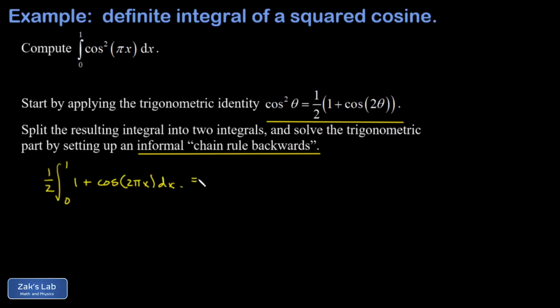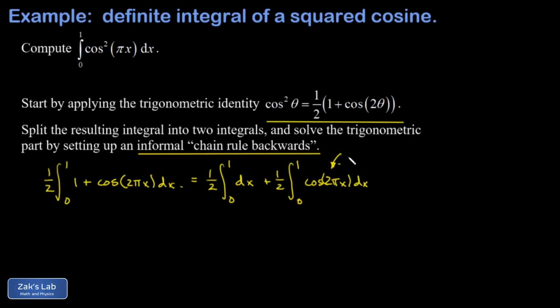And I'll go ahead and explicitly split things up into two integrals here. So I have 1/2 integral from 0 to 1 of 1 dx plus a 1/2 integral from 0 to 1 of cosine 2 pi x dx. And the trick I referred to earlier is that cosine 2 pi x actually has a period of 1.